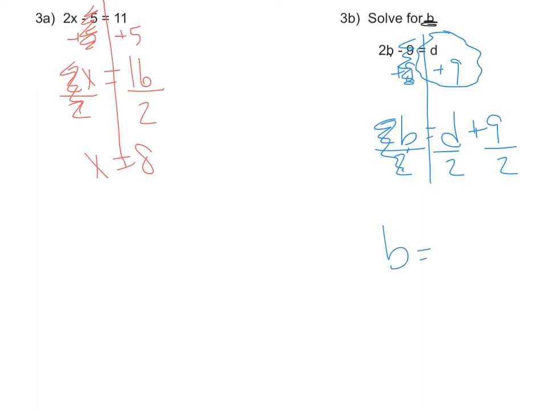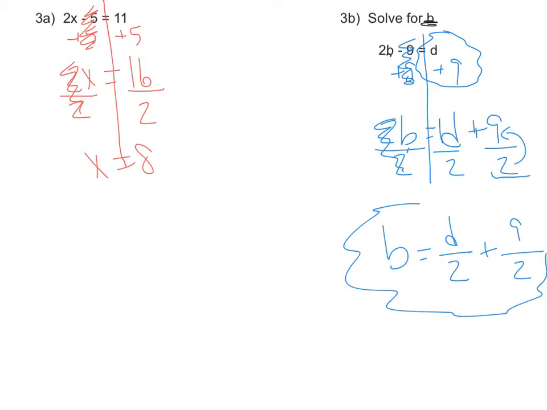Okay, now look at the first one. This is like a 1d here. So 2 doesn't go into 1, so we'll leave that d over 2. Look at the second part here. 2 will go into 9, but it doesn't go evenly, so we're just going to leave that as well. So positive plus 9 over 2. Directions were to solve for b. We have the b by itself, so there's our answer.